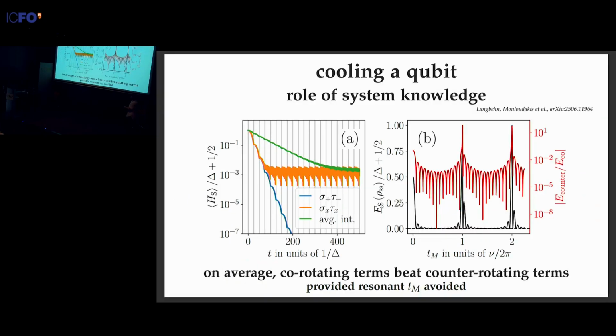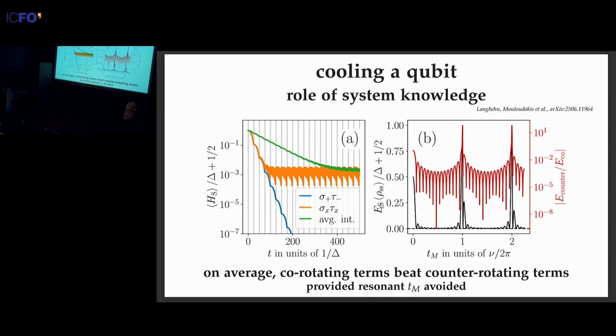Let me highlight the role of the system knowledge once more. If you know everything, you know both the sign of the gap and the quantization axis, then you can choose the interaction to be plus minus and the meter resonant, and you will cool according to the blue line. Super efficient, but you know everything.